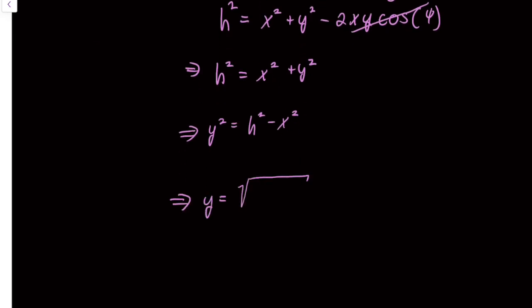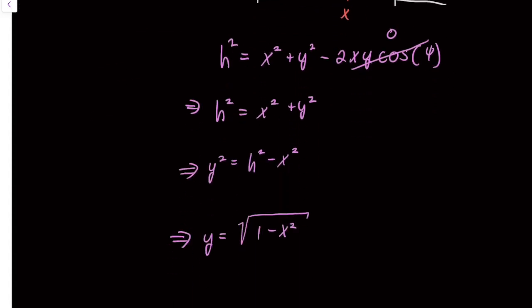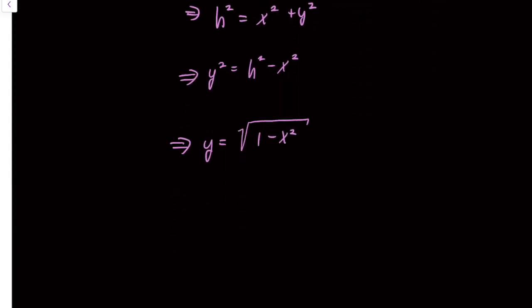We know that h is equal to 1, so we'll just simply write y equals the square root of 1 minus x squared. In the plus or minus sign, because we deleted the bottom half of the circle, we only have to deal with the positive part. We don't have to deal with the negative at this point. The next step is to find the derivative of y with respect to x.